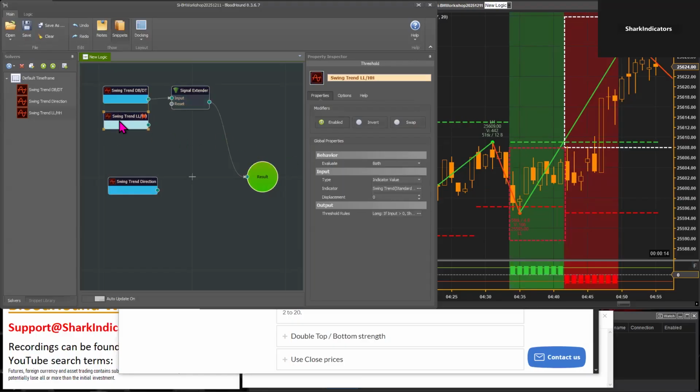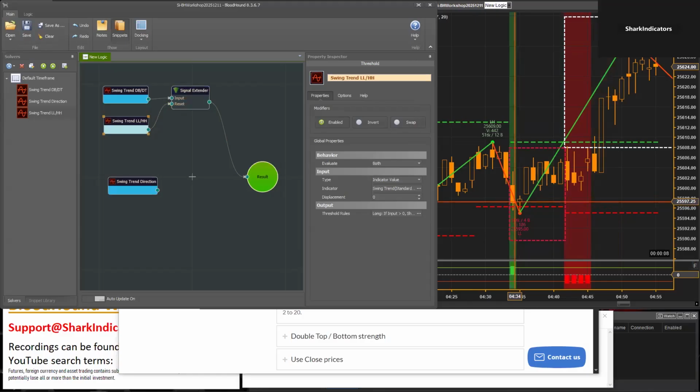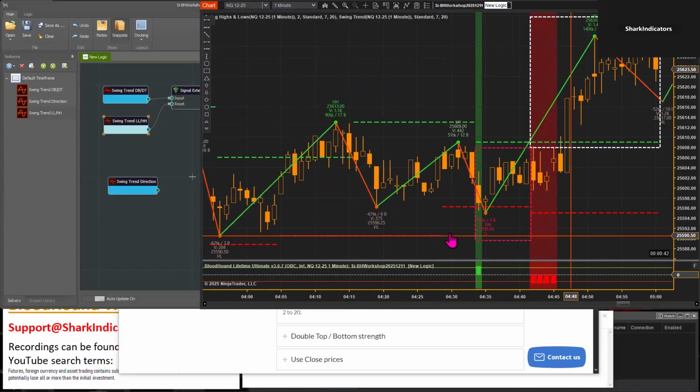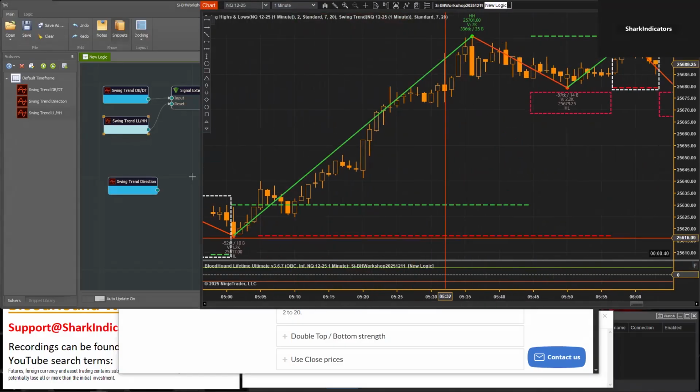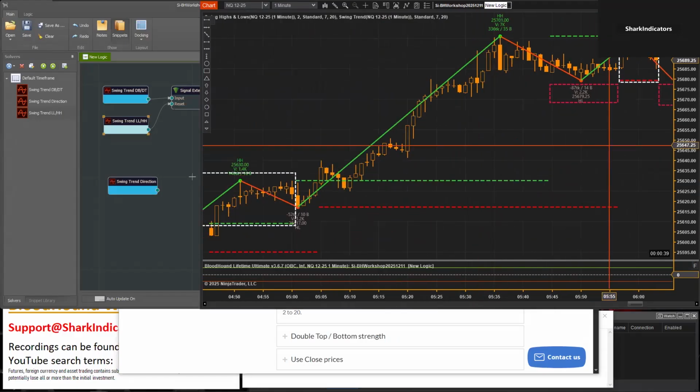But with this lower low and higher high detection going into the reset, we can see the signal extender got turned off by that lower low. So now there's no way for a double bottom to actually be detected here, which is exactly what we want, because it actually wasn't a double bottom, it was a lower low. Let's see what else we have here.